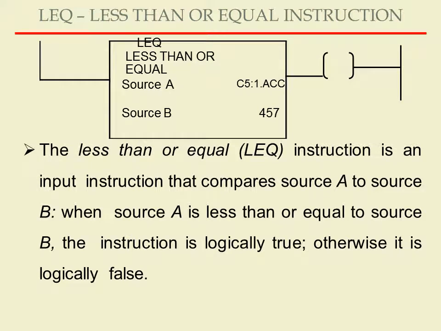Next is LEQ, that is less than or equal to instruction. It is also having source A and source B. The less than or equal, that is LEQ instruction, is an input instruction that compares source A to source B. When source A is less than or equal to source B, the instruction is logically true. And when source A is greater than source B, then this instruction is logically false. In other words, the LED will not glow, and whenever the instruction is logically true, the LED will glow.